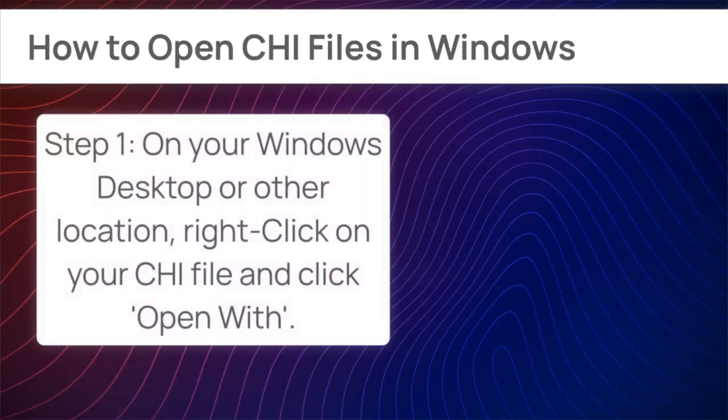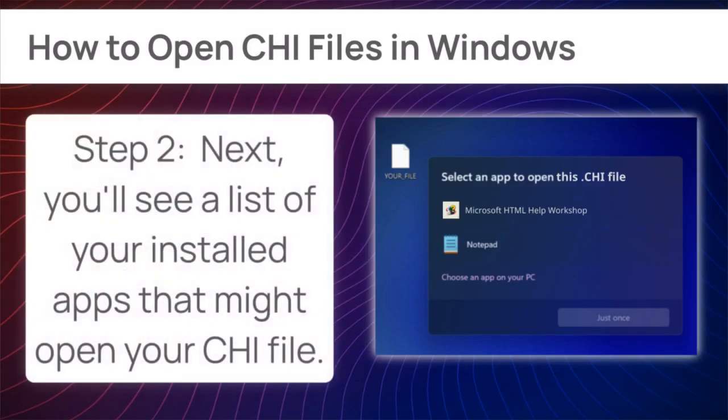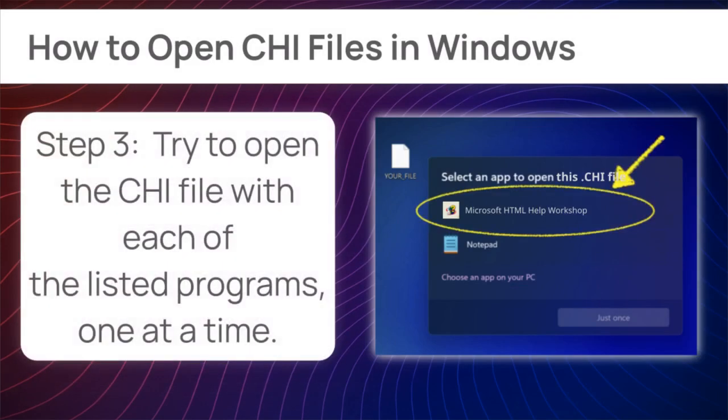We're checking for file recognition by all compatible apps. Right-click your CHI file and click Open With. If Microsoft HTML Help Workshop is an option, try it. If it fails, select another program. We must find the right software association.